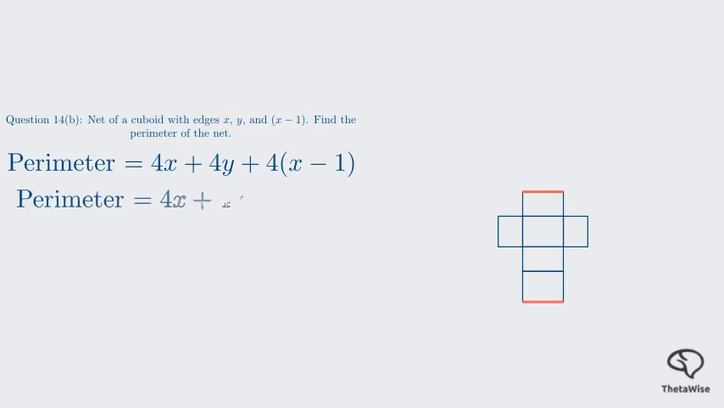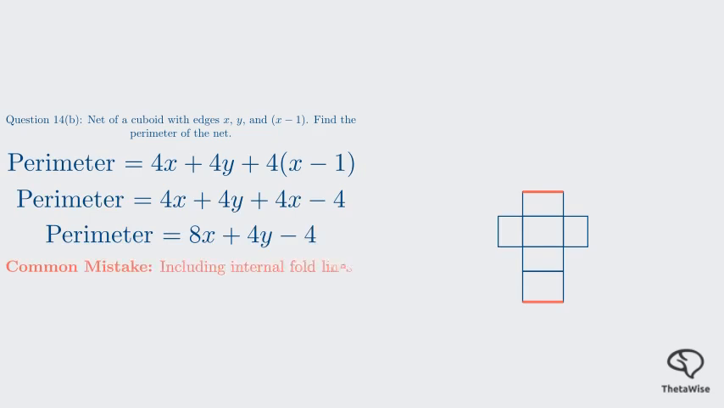Now, we simplify the expression. The simplest form for the perimeter is 8x plus 4y minus 4. Common mistake: including internal lines where the net folds. Perimeter only refers to the outer boundary of the flat shape.